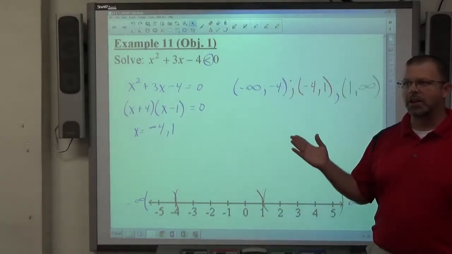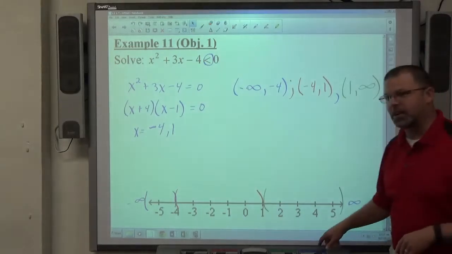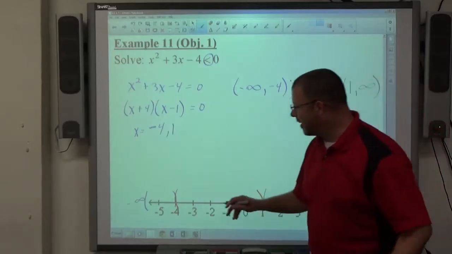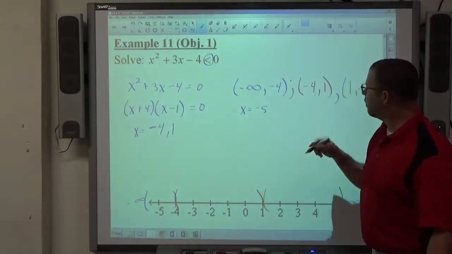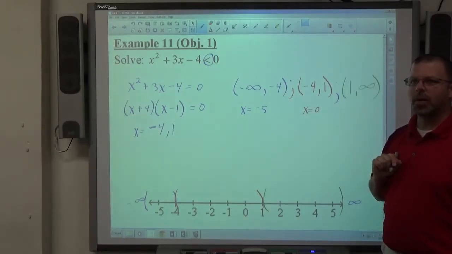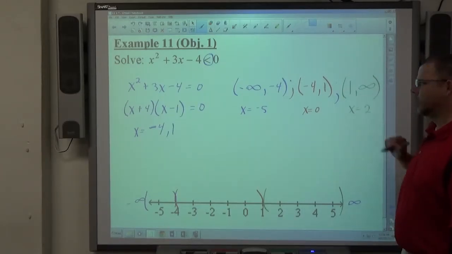Okay, so go back to the old playground game, pick a number between 1 and 10, right? And instead of this one it's pick a number between negative infinity and negative 4, all right? I'm going to pick negative 5. Pick a number between negative 4 and 1, I'm going to go with 0. Anytime I can pick 0, I like to because 0 is easy. Pick a number between 1 and infinity, I'm going to pick x equals 2.